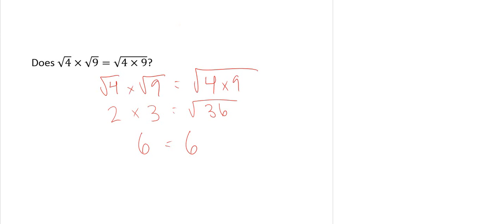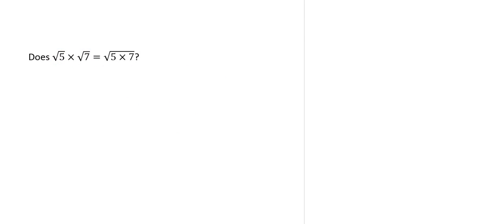So this question here worked out rather nicely because we have nice perfect squares here of root 4, root 9, and root 36. Let's look at this question now. Does root 5 times root 7 equal root 5 times 7? This guy's going to be a little bit messier because we don't have perfect squares to deal with. But we can use our calculator to have a quick little look and see whether or not this appears to be equal.